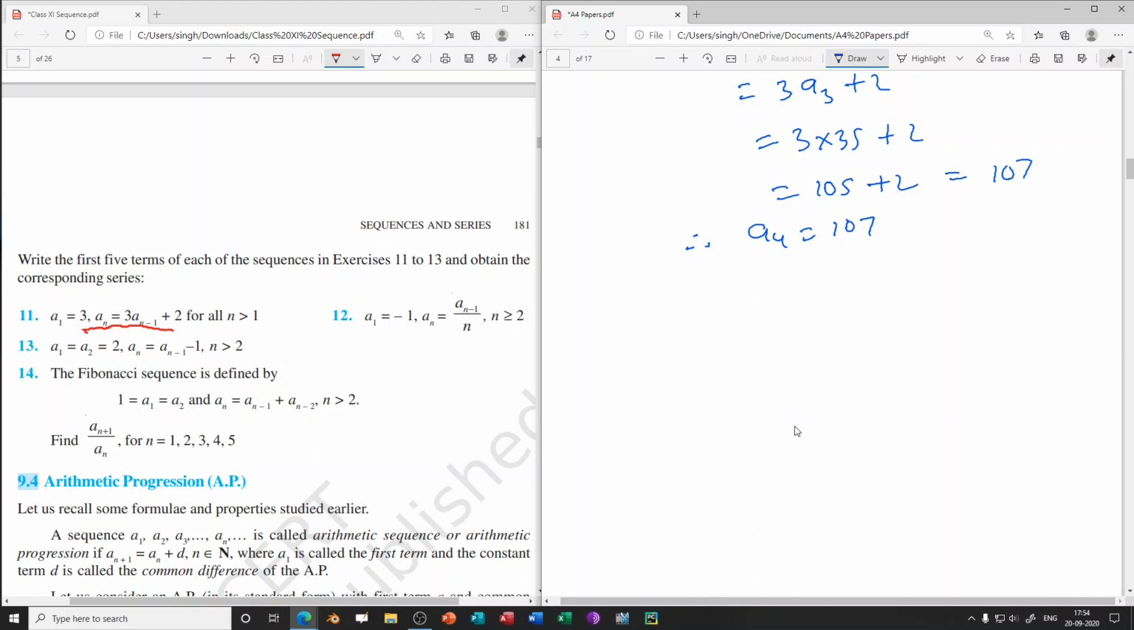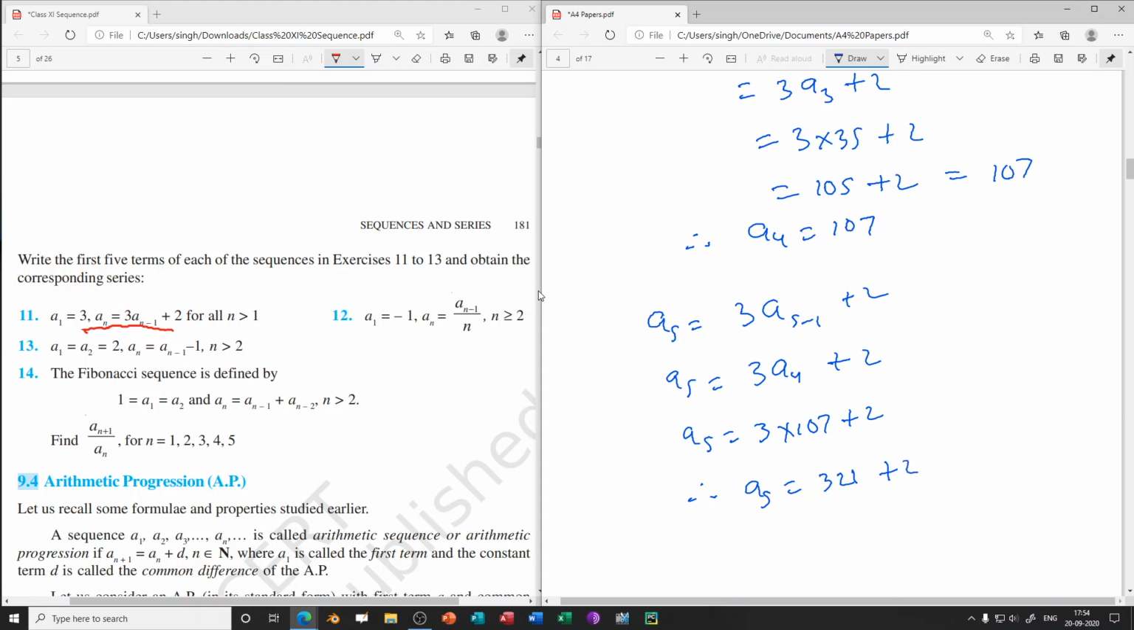Now next we will find a5. So what is a5? From here again we will apply the formula, 3 into a5 minus 1 plus 2. a5 equal to 3 into a4 plus 2. a5 equal to 3 into, what is a4? 107 plus 2. Therefore a5 equal to 7 into 3, 21, 2 carried over, 3 into 0, 0 plus 2, that becomes 2, 3 into 1, 3. So 321 plus 2, that is 323. Therefore we can say that a5 is 323.